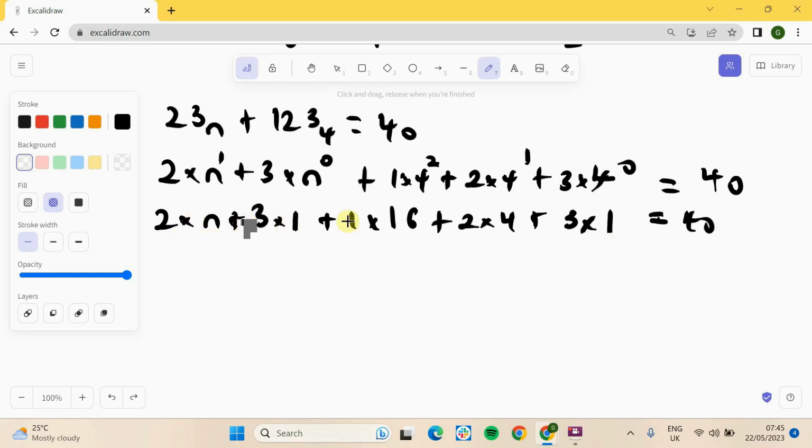Now we can simplify. Since we already have all the powers sorted out, we can multiply, and then after multiplying we can add. So this will be 2n. 2 times n is 2n. 3 times 1 is 3. Plus 1 times 16 is 16. Plus 2 times 4 is 8. Plus 3 times 1 is 3. Is equal to 40. Right?